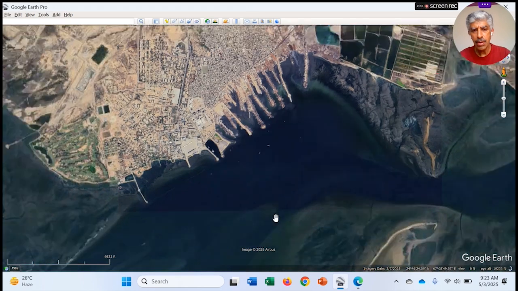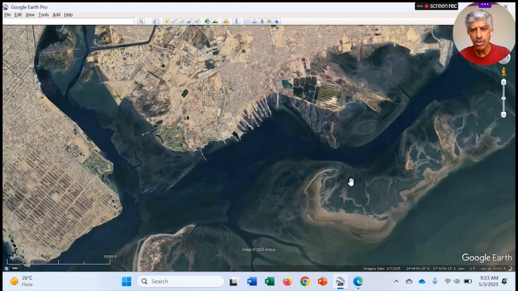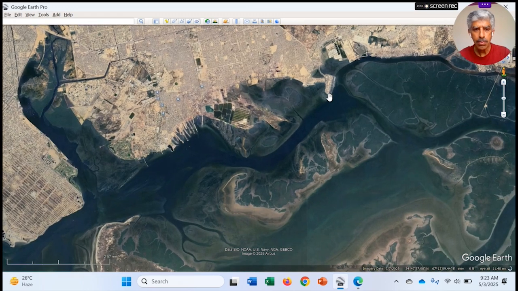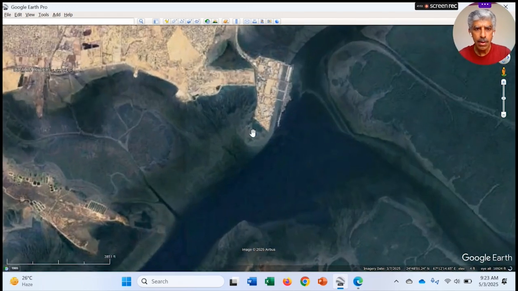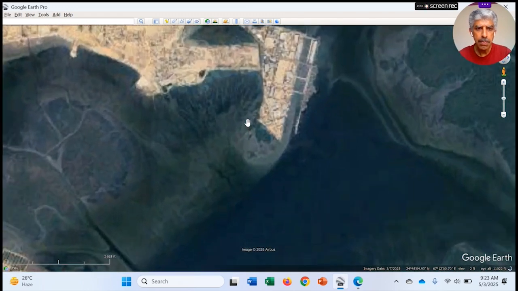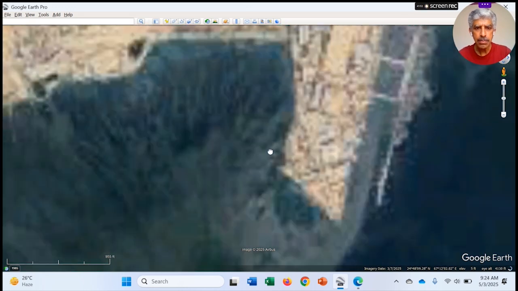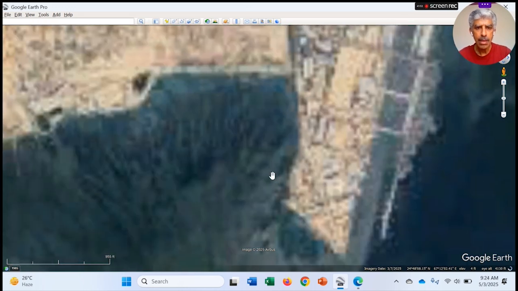And let me zoom out so that I may go to the... The internet is a bit slow, so that's why it is taking a bit longer to get buffering.